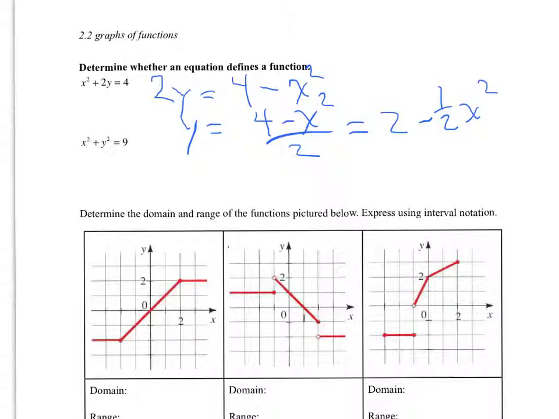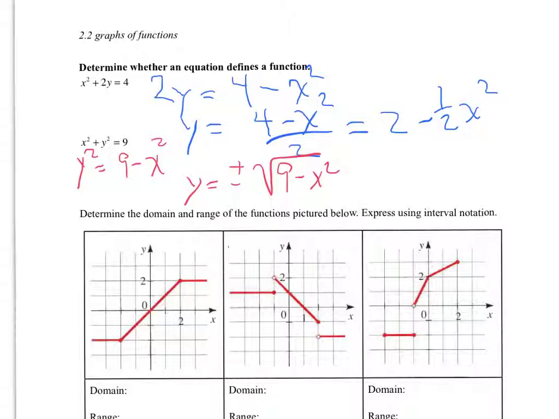However, this next one, x squared plus y squared equals 9, if you solve for y, first you'll get y squared equals 9 minus x squared. But now you have troubles, because when you solve this, when you take the square root of both sides, you get the positive or negative square root of 9 minus x squared.